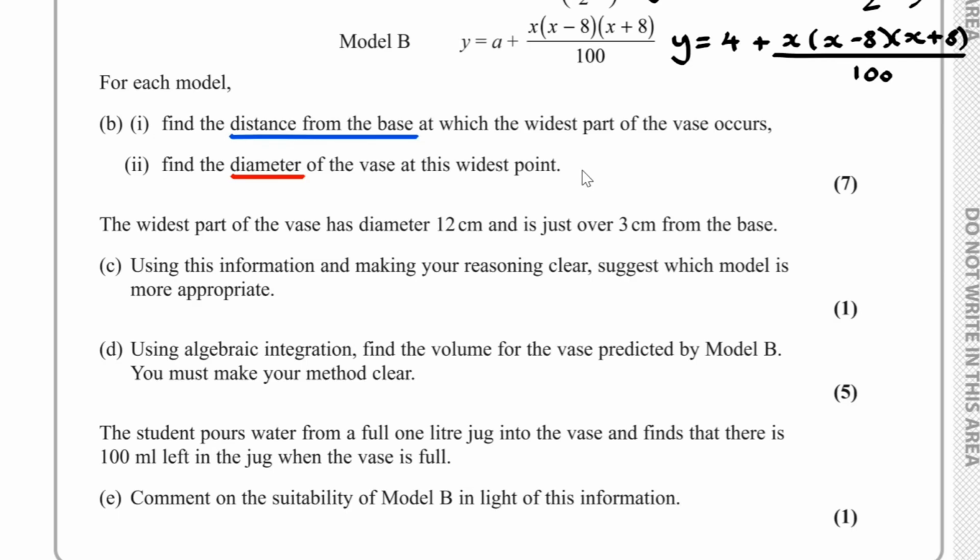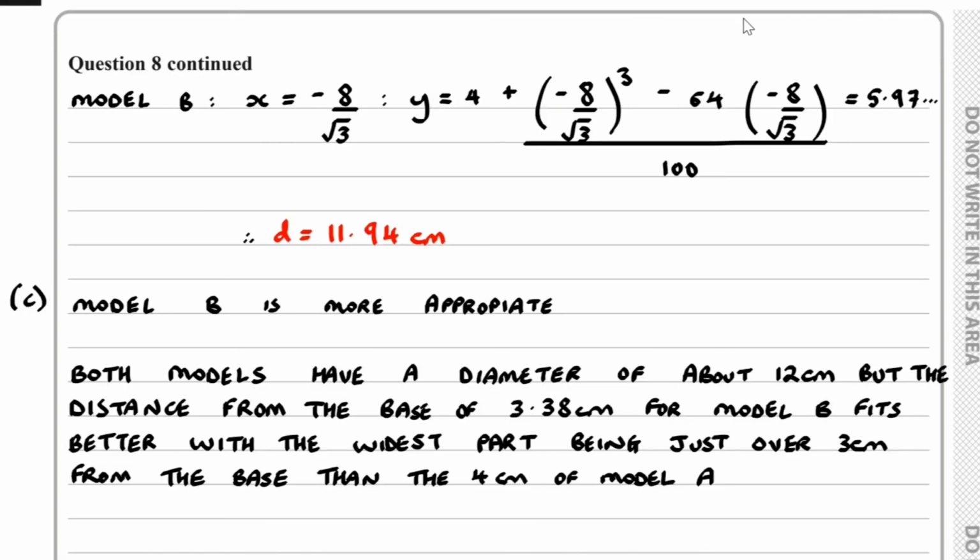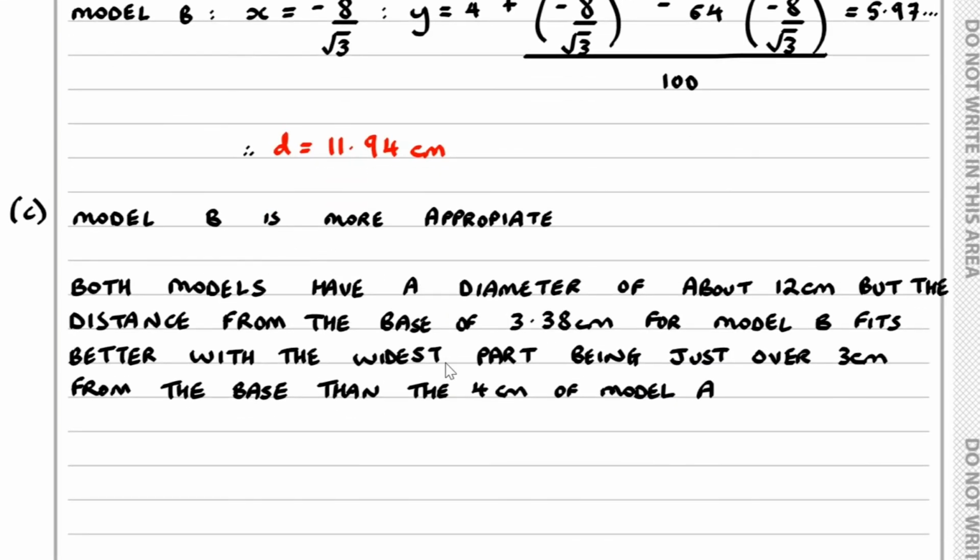Now for part C, the widest part of the vase has diameter 12 centimeters and is just over 3 centimeters from the base. And using this information and making your reasoning clear, we have to suggest which model is more appropriate. So model B is more appropriate. Now both models have a diameter of about 12 centimeters, but the distance from the base of 3.38 centimeters for model B fits better with the widest part being just over 3 centimeters from the base than 4 centimeters of model A.